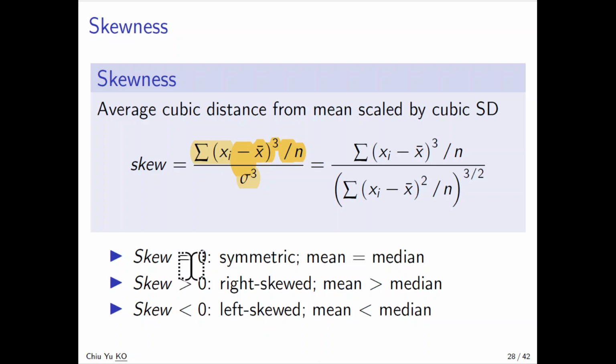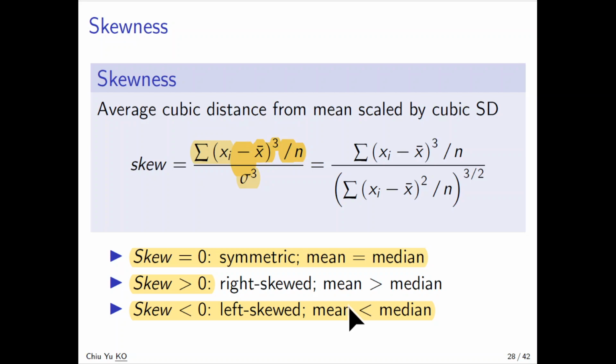If skew is 0, that's symmetric. In that case, usually the mean is the same as the median. If skew is positive, usually it is right skewed, and the mean is bigger than the median. If skew is negative, then it is left skewed, and the mean is less than the median. We'll see the graphics later.